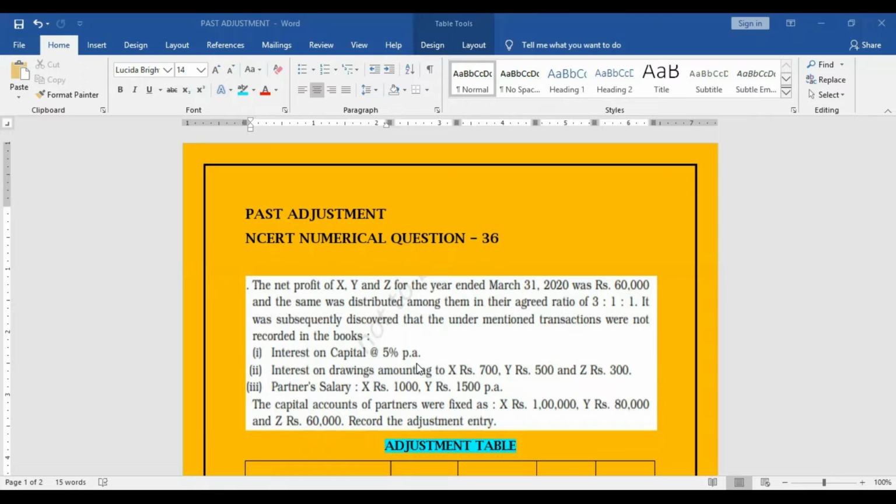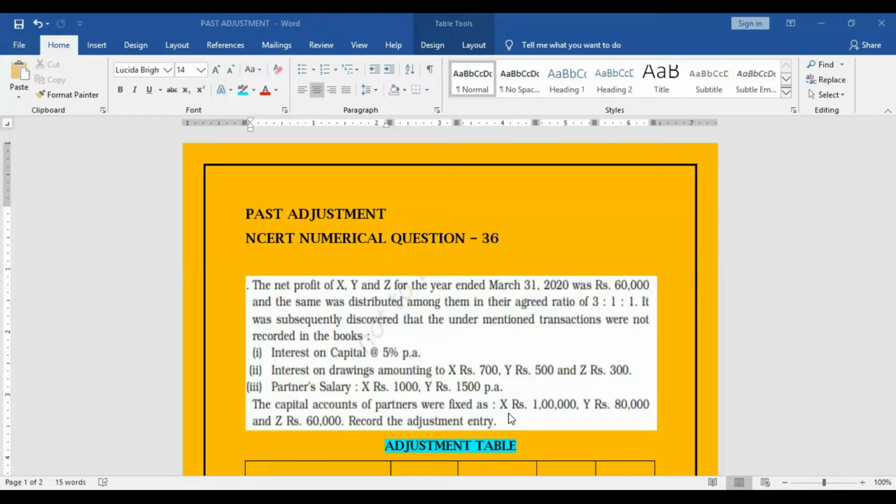The first one, interest on capital at 5%, omitted. Interest on drawing amounting to 700 for partner X, 500 for Y, and 300 for Z, also omitted. Partner salary X 1,000, Y 1,500 per annum, this also omitted. At last, they have given the detail that the capital accounts of partners follow the fixed capital method. According to it, the balance was 1 lakh for X, 80,000 for Y, 60,000 for Z. Record the adjustment entry.